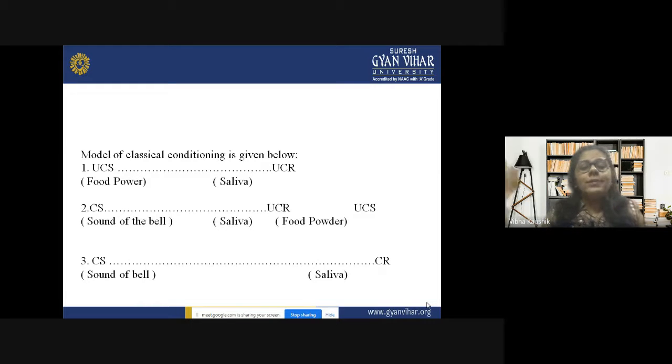Now, the model of classical conditioning is given below. First, UCS, that is food.